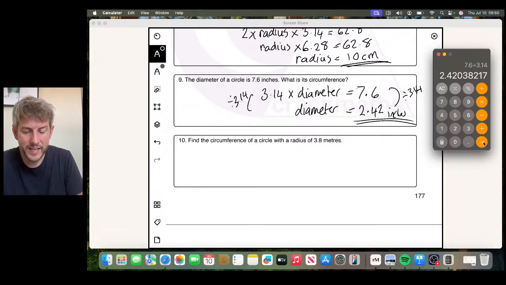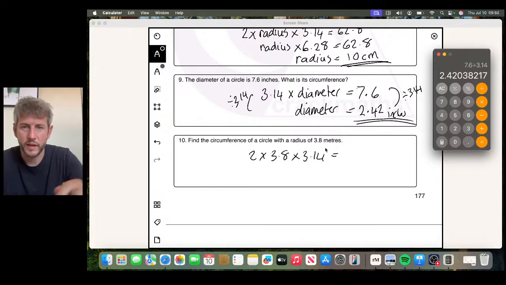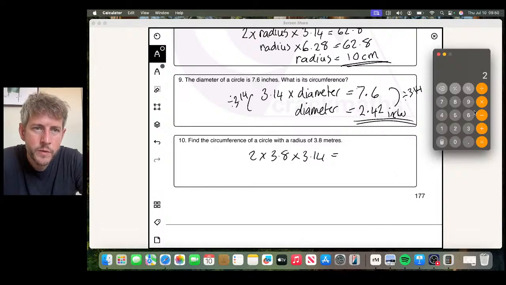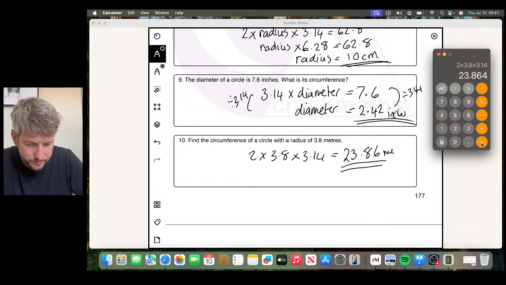Last one, find the circumference of a circle with a radius of 3.8 meters. So that's 2 times the radius, and that will times pi, and that will equal the circumference. So 2 times 3.8 times 3.14. Okay, and that's going to be 23.86 because they want it to 2 decimal places, and that is meters.